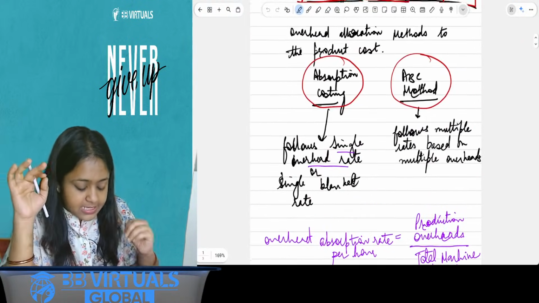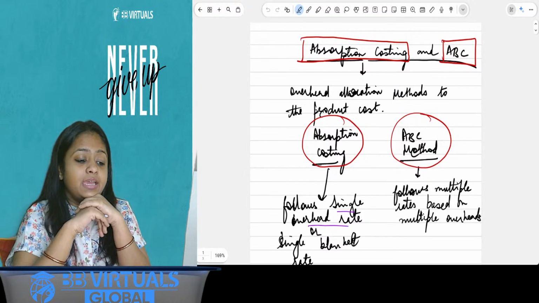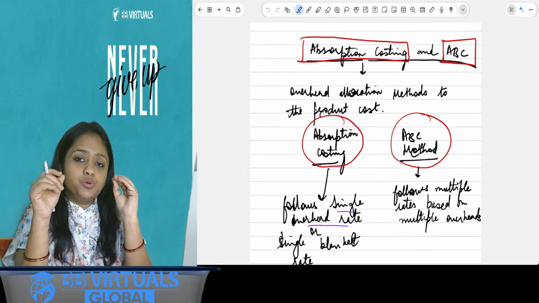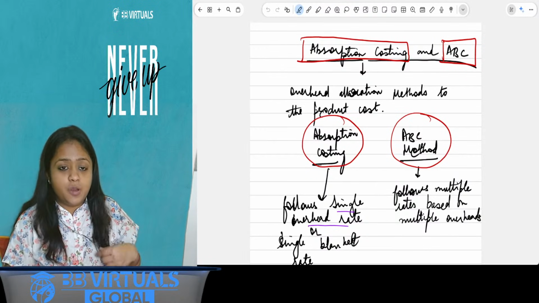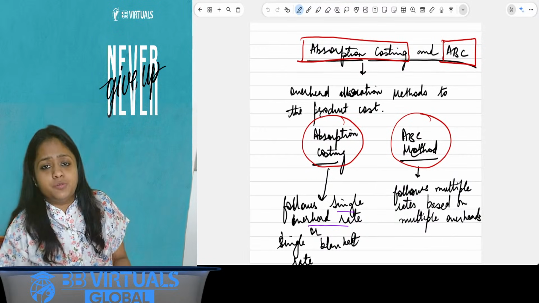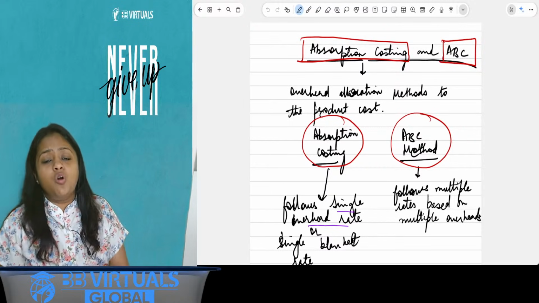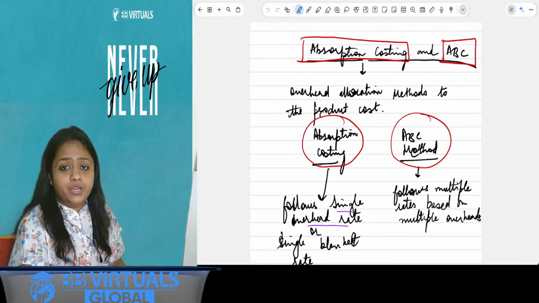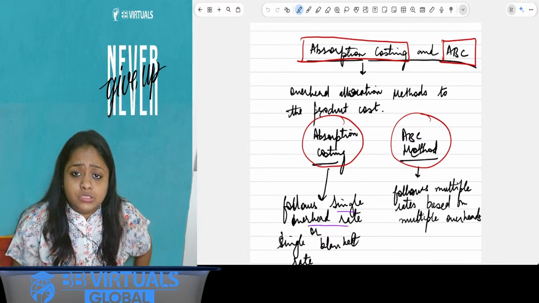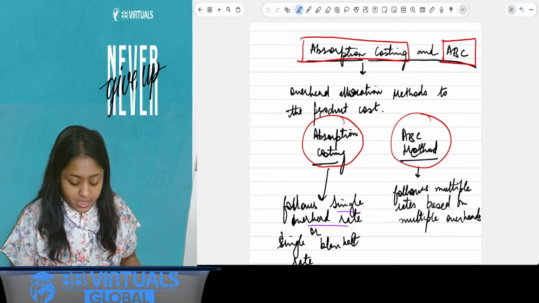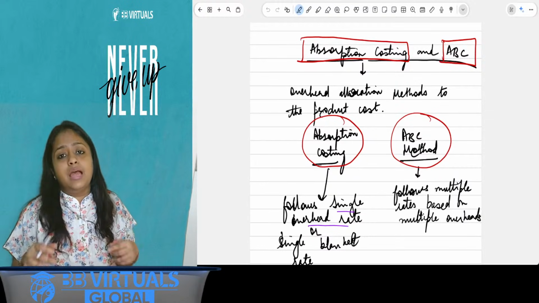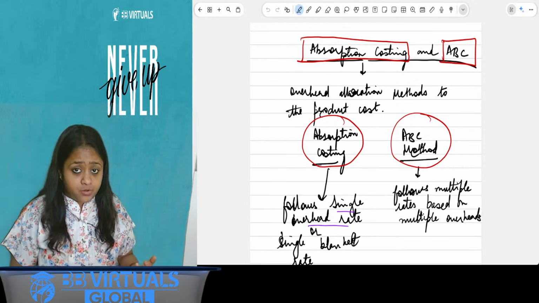Now look at my screen, guys. When I say ABC and absorption costing, let's quickly take absorption costing. What is absorption costing about? Absorption costing simply means how do you absorb the overhead cost into the product cost. ABC and absorption both focus on overheads only. So here we see how we can allocate the overheads into the product cost.